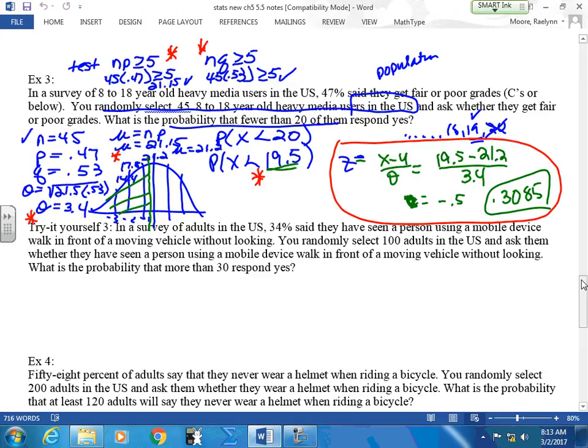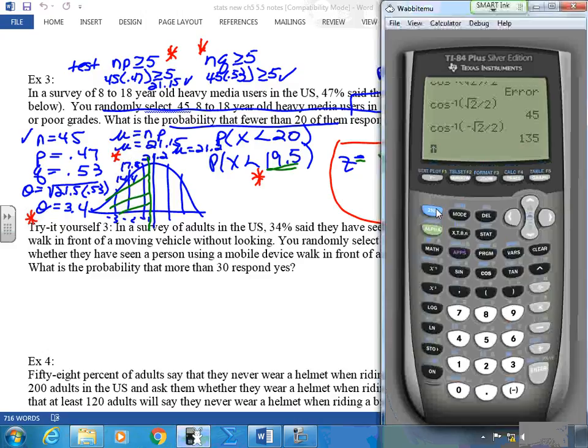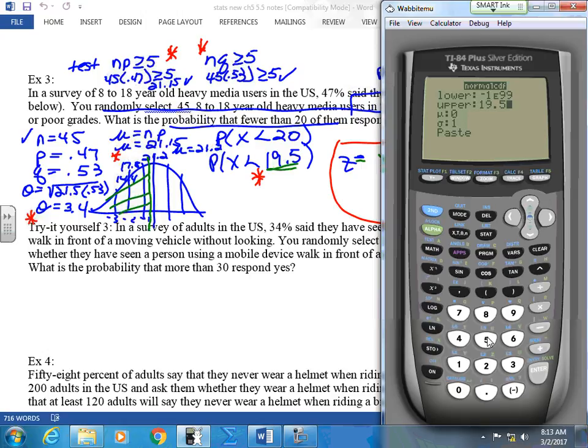Now, if you put this on your calculator, once you find your mean and your standard deviation, you can bypass that z-score business. Your lower limit, negative 999. Your upper limit is 19.5. Your mean is 21.2. Your standard deviation, 3.4. And you paste. And you'll get your area. The rounding sometimes is a little bit more exact on your calculator because they don't estimate on anything. But if you're close, just tell me you used your calculator.